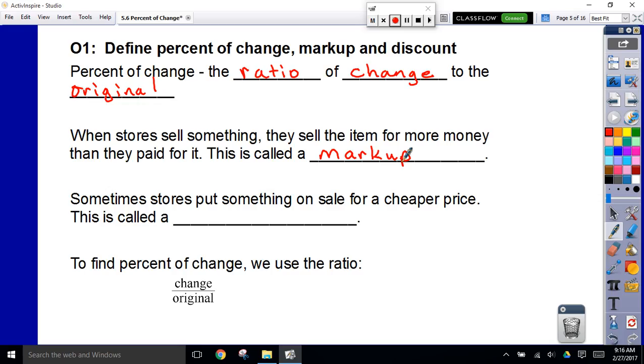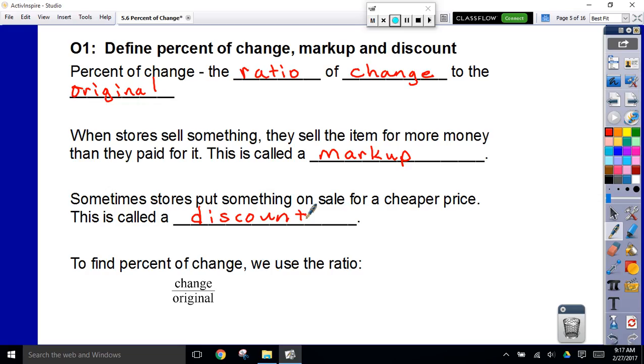Okay, sometimes stores put something on sale for a cheaper price. This is called a discount. Or we say that it's on sale, but it's called a discount. And so we're all familiar with those. You get sales flyers in the newspaper all the time that say, you know, big sale, 25% off everything in the store, or these boots are on sale for $19.99 this week, normal price $24.99. So we commonly see this.